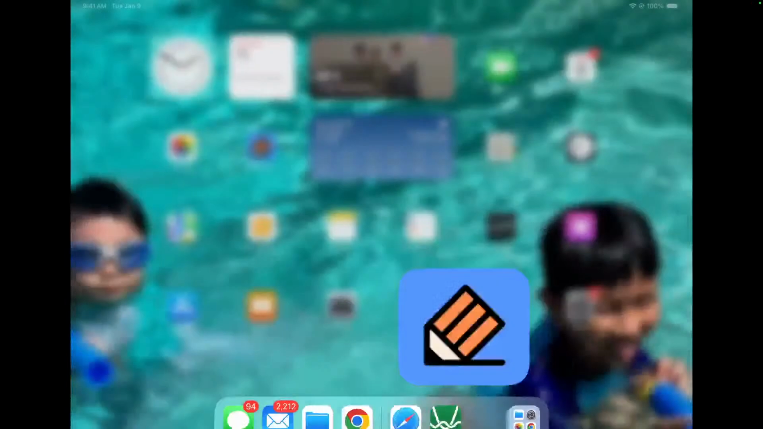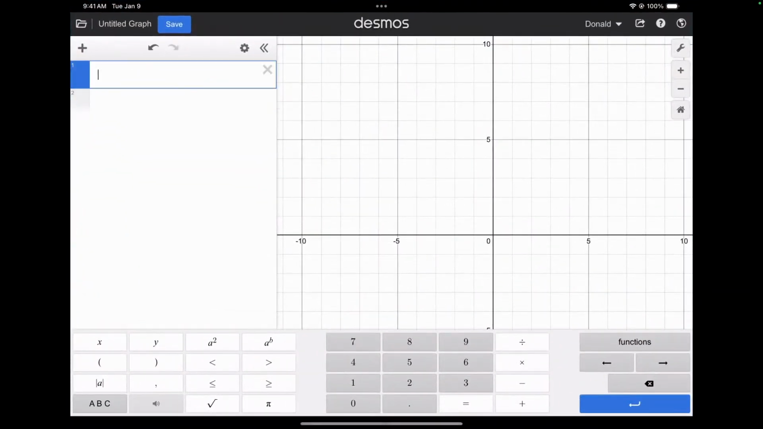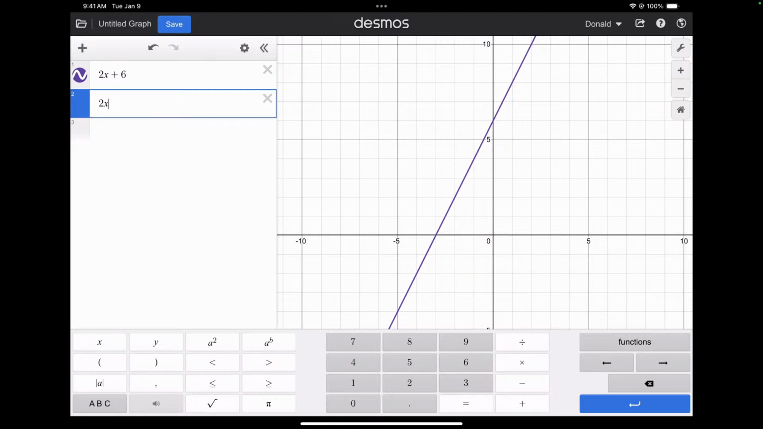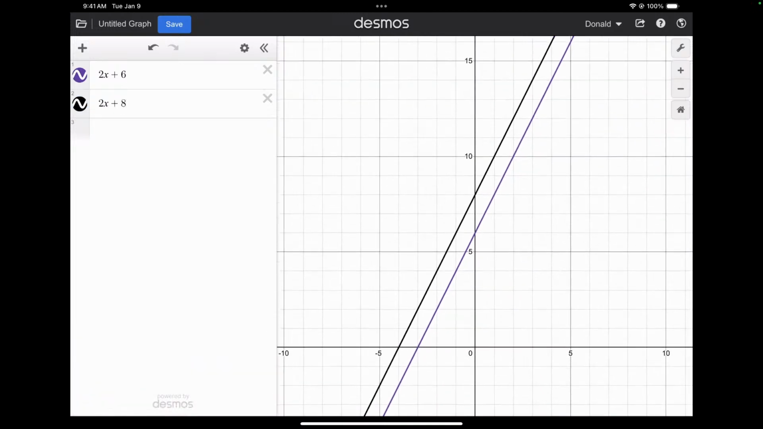You want me to graph it? I'll graph it, show you. So 2x plus 6 and 2x plus 8. It'll look like this. The graphs never intersect each other. So two lines will never equal each other. So therefore no solutions. Questions? Can we move on or no? I suppose.